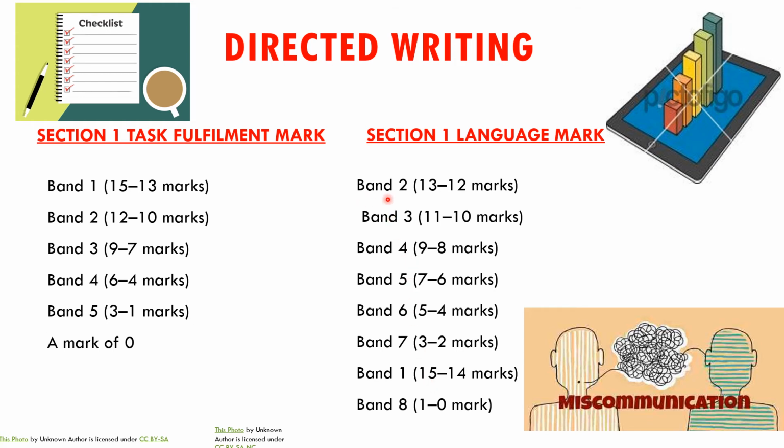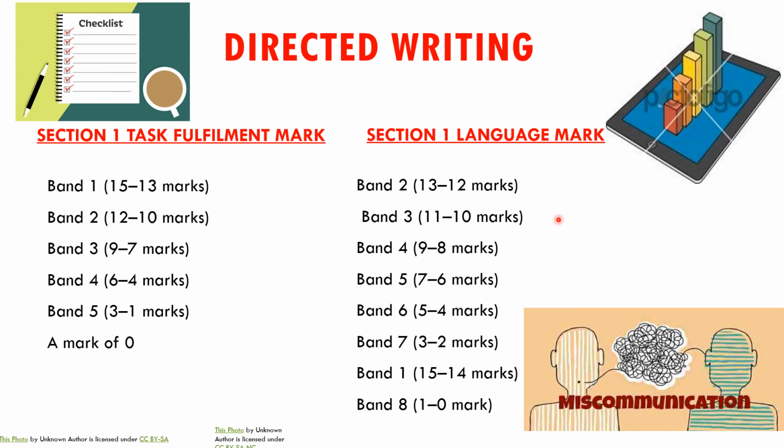Then band 2 is the one where the marks are 13 to 12. Gradually the standard will come below it. Band 3 is the one where 11 to 10 marks will be given. Band 4 is the one where 9 to 8 marks are given.